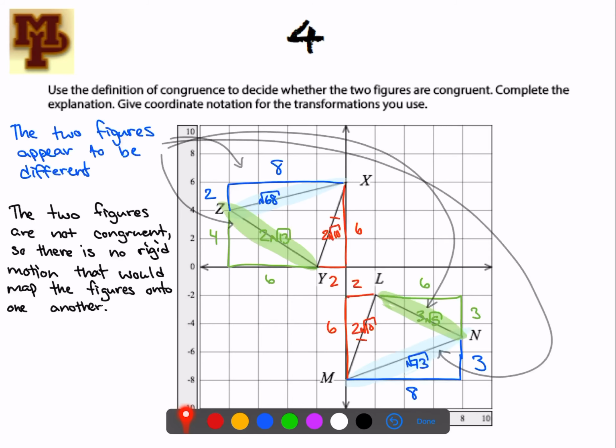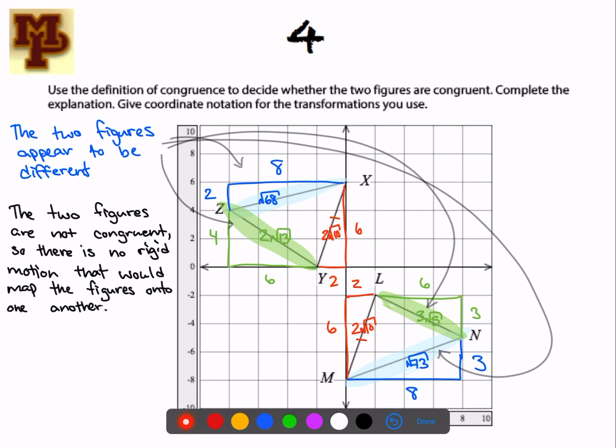All right, so looking at these two, these figures appear to be different. So I went ahead and found the length of all sides. Now, segment LM is congruent to segment XY, but those are the only two congruent pieces of these triangles. This side length is radical 68 over here, XZ, which corresponds to MN, which is radical 73 in length. Meanwhile, ZY is 2 rad 13 in length, and LN is 3 rad 15 in length. I found these using the Pythagorean theorem.